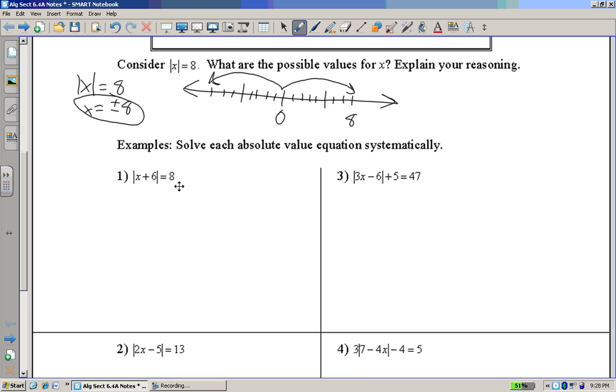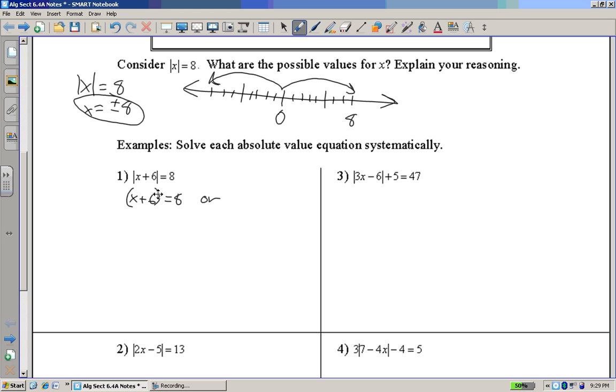Okay, so in these examples, we're going to solve each absolute value equation systematically. First I'm going to do the traditional method, and then I'm going to do sort of a dumb version of it, just a little scaffolding to try to help you remember it. So number 1 here, we have the absolute value of x plus 6 equals 8. What's in here, the x plus 6? If what is in here ends up positive, then we're going to leave it alone and say x plus 6 equals 8. Or we could have a different scenario.